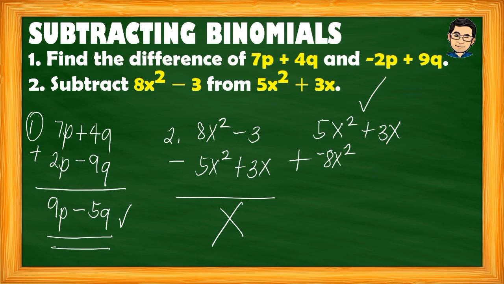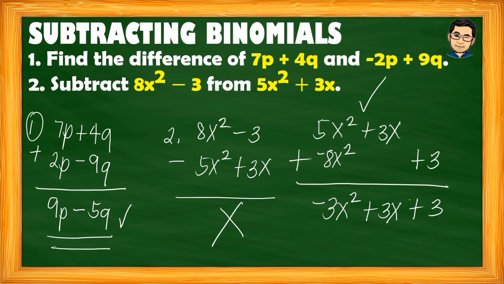So, saan natin tatapat yung positive 3? Hindi po dun sa 3x. So, dito po banda sa dulo. So, hindi natin pwedeng itapat sa 3x is because hindi naman sila similar terms. We can now add. So, 5x squared plus negative 8x squared, that is negative 3x squared. And then, 3x, wala namang i-add sa kanya, so we bring down 3x. Same with positive 3. So, bring down lang natin. Ayan. So, our final answer will be negative 3x squared plus 3x plus 3.